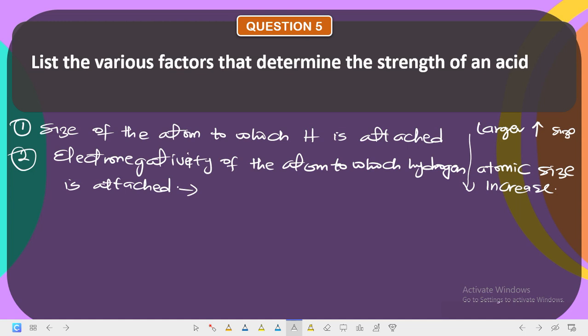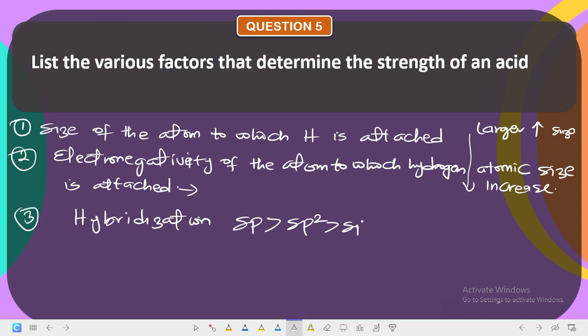Is that okay? Now, the next thing is hybridization. The order of hybridization of acidity is in this format. Let's just say list. So you list hybridization. The order of acidity is sp is greater than what? sp2 greater than what? sp3. So a compound that has sp attached to the hydrogen will be more acidic than what? The other. Is that okay?